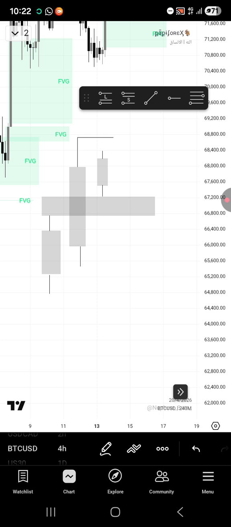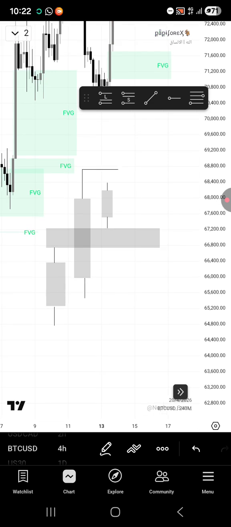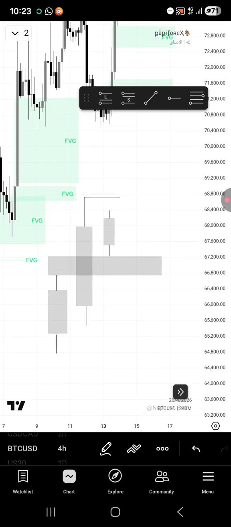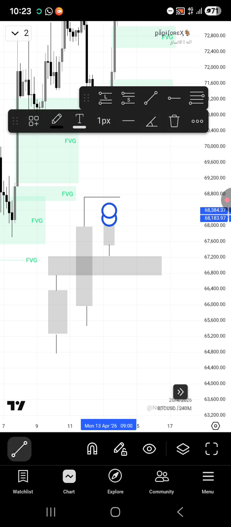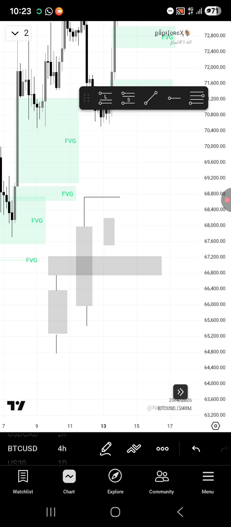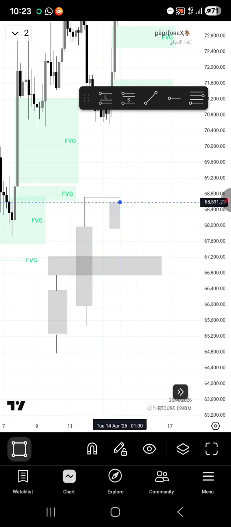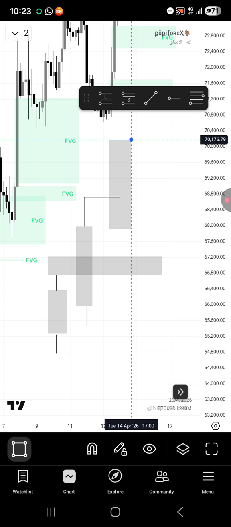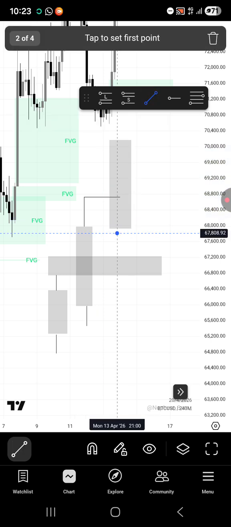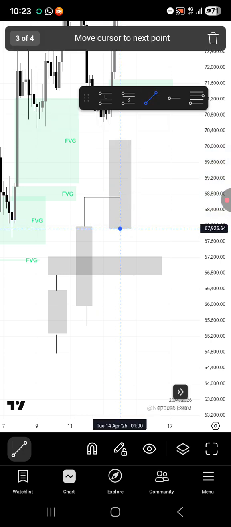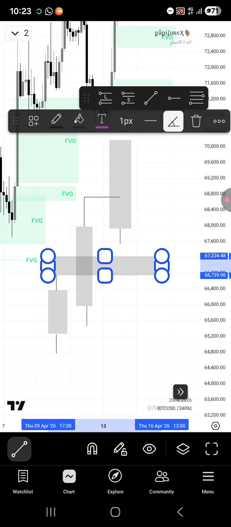You understand? So that is one. So secondly, we have the breakaway gap. You understand? Whereby instead of price just giving a minimum candle, what price does is expand again. You understand? This type of fair value gap is what we call the breakaway gap.